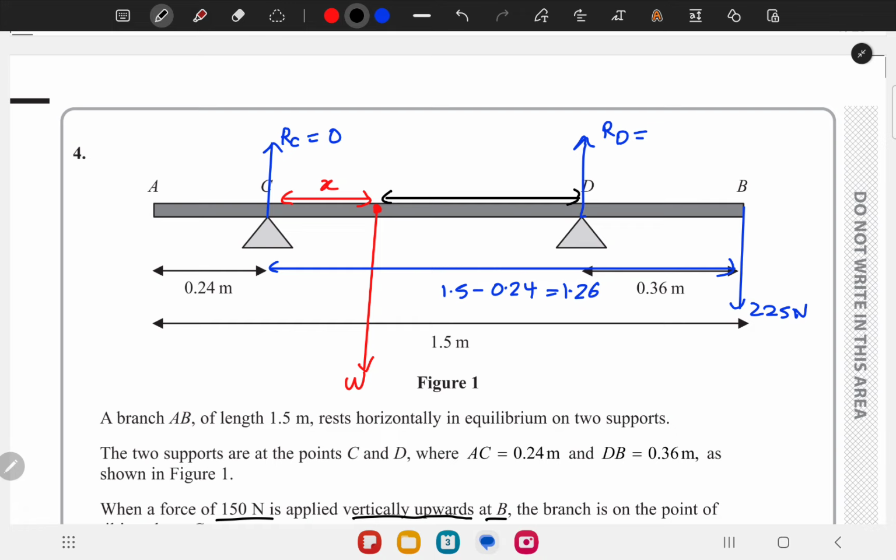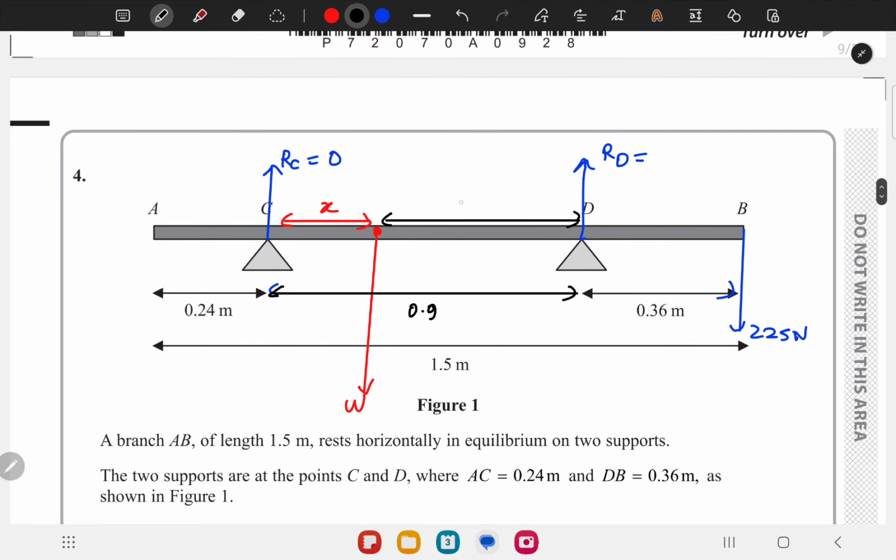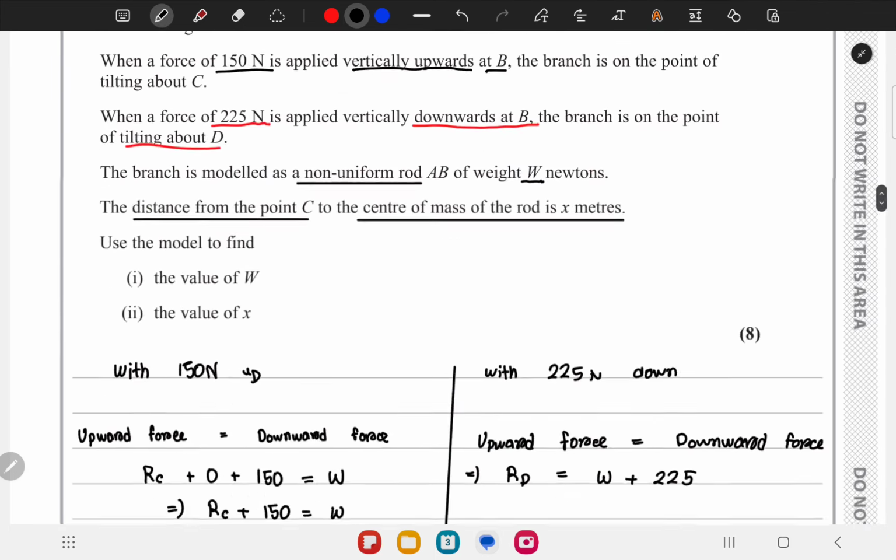At first we can find the distance between C and D. We know this is 0.24, and this is 0.36. So in between over here we'll have 1.5 minus 0.24 minus 0.36. This would be 0.9 meters. So this part only would be 0.9 minus x, since the whole part is x plus this value, which is 0.9. This will be 0.9 minus x.